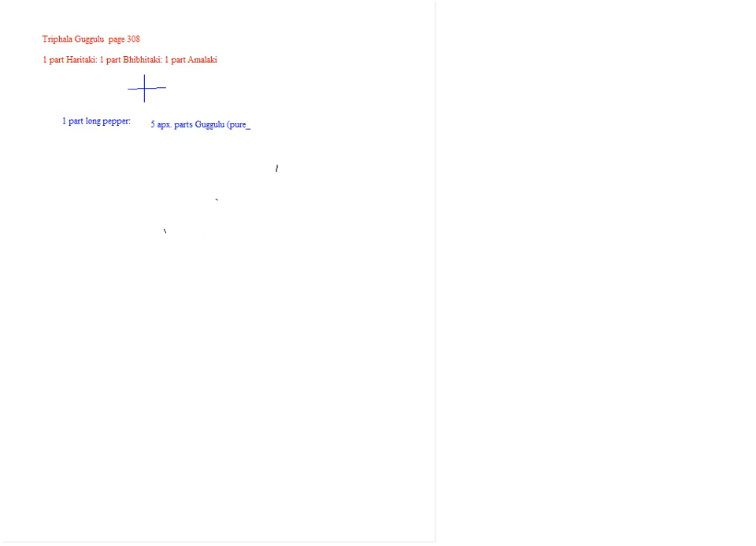approximately. Make sense? But how are you going to take it? How do you take it? At the end of the day, this is tridoshic, but how many things are in there that actually increase pitta? So long pepper is extremely heating, so you don't want to overdo it. So you give Triphala Gugulu to a pitta person in smaller portions. So the dosage, because long pepper is very, very hot.